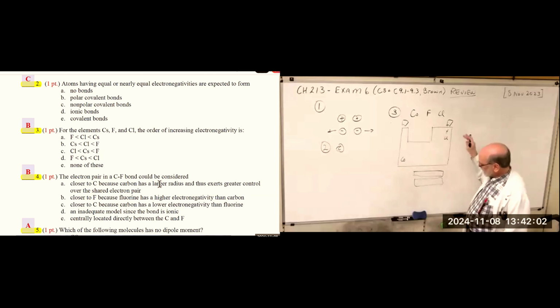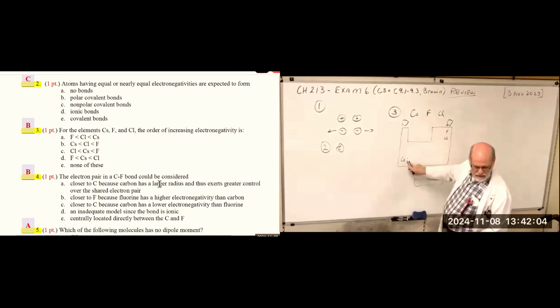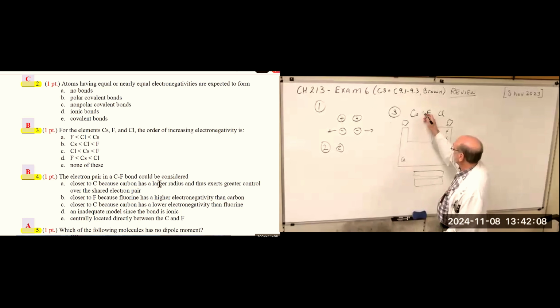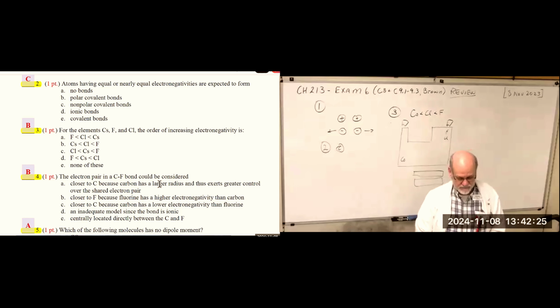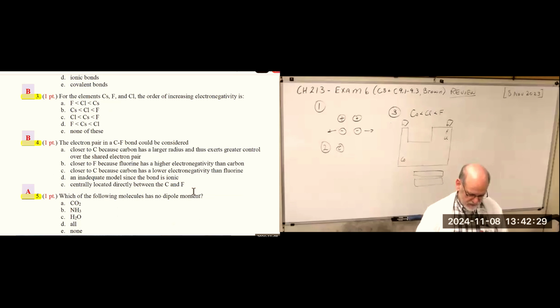So lower left to upper right, this one should be, and it says increasing. Oops, that's not exactly correct. Cesium is less than chlorine, less than fluorine. Cesium, chlorine, and fluorine in that order would be increasing electronegativity.